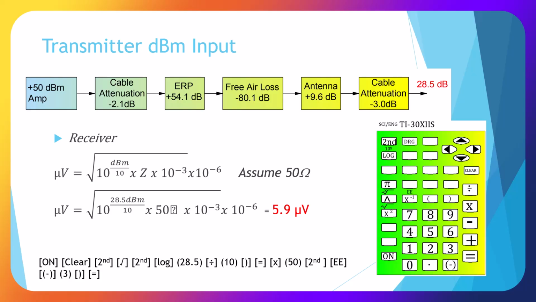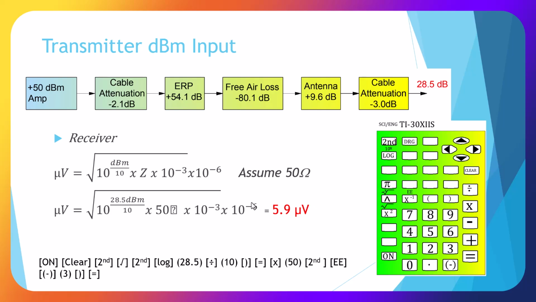And let's go ahead and calculate our microvolts. Based on this formula, we're going to assume 50 ohms. So here's our input of our values, 28.5, 50 ohms, and 10.3 based on the calculation. And once we get it all figured out, it'll be in microvolts.